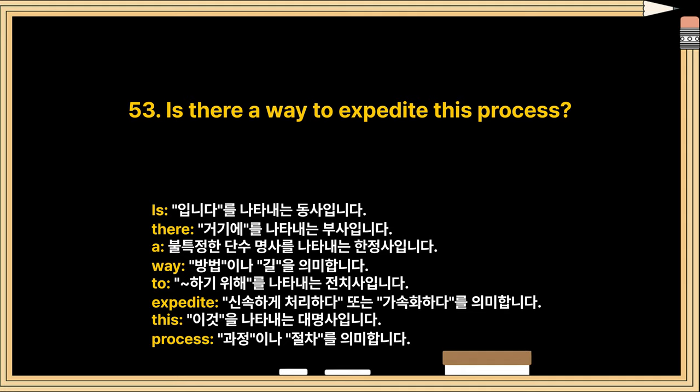Is there a way to expedite this process? Is there a way to expedite this process?